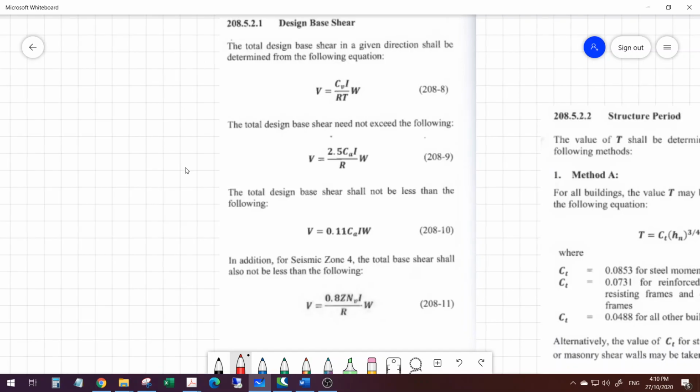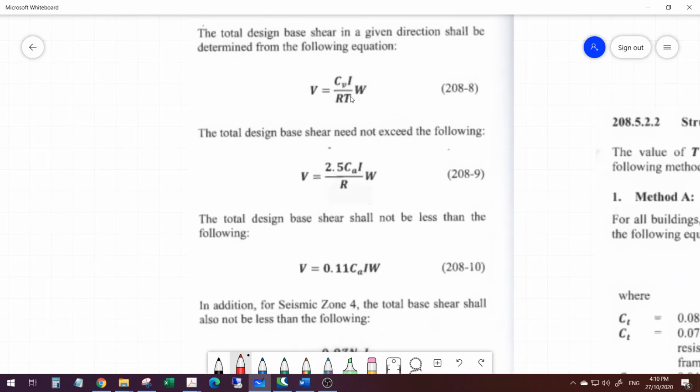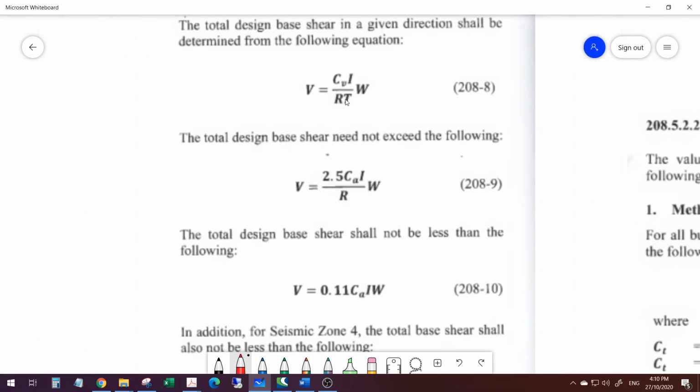Now as a rule of thumb, in most low-rise buildings this formula governs. In mid-rise to high-rise buildings this formula governs, because as you notice, for a high-rise building your period is high, right? So if you plug in a large period in the formula, your base shear will tend to decrease because the period is in the denominator, whereas this one is not sensitive to the period. So it is like the low-rise building.